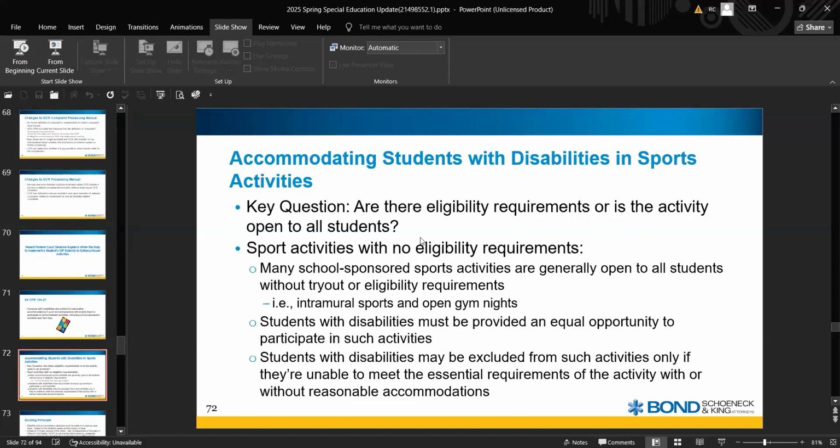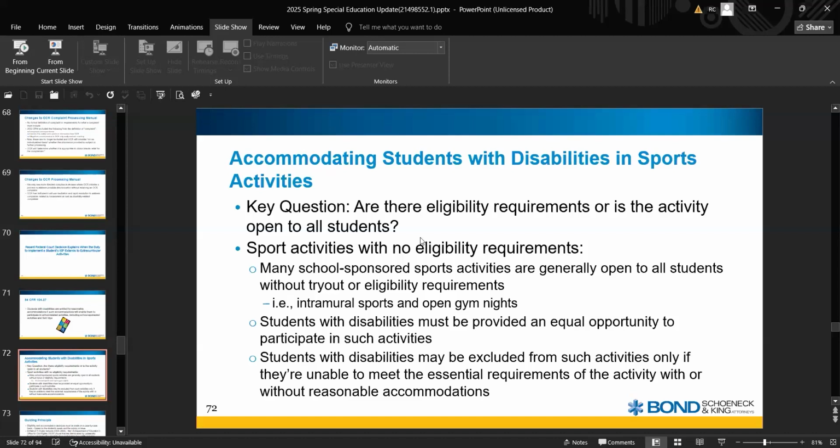But there are lots of intramurals, open gym nights. These types of activities are open to everybody. So there is some standard for participation in these events. It's: are they able to meet the essential requirements of the activities with or without reasonable accommodations? That's a fancy way of saying, can we get this child to participate, not disturb the process, not interfere with others, and not alter the activity, but can we get them to play?